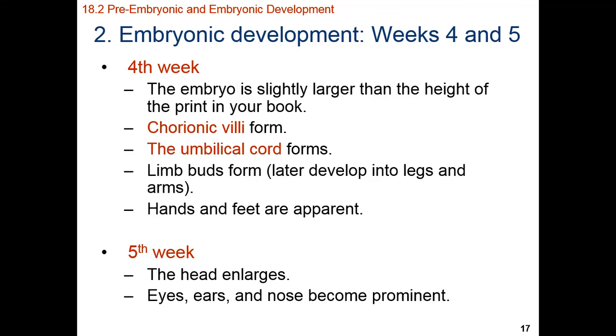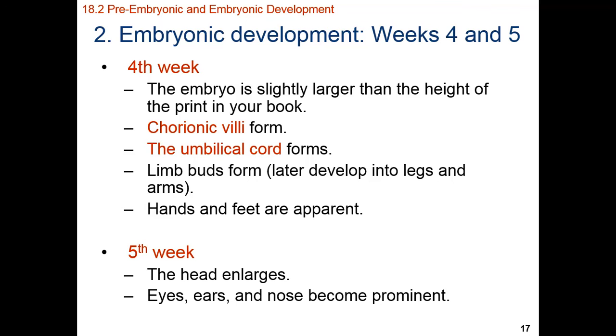We also find that the umbilical cord forms for that developing embryo, and the precursors to our arms and legs, the limb buds, will form. Our hands and feet are also becoming apparent during the 4th week. And during the 5th week, we see that the eyes, ears, and nose are going to be noticeable. So this is about 2 to 3 weeks after the woman has noticed that she has missed her period. There are an eye, ear, and nose forming on that developing embryo inside of her uterus at that point in time.